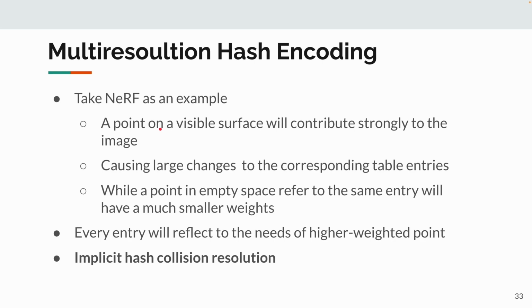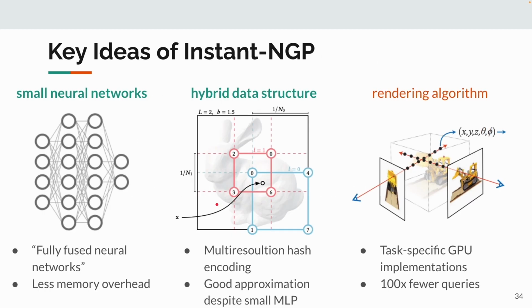And also, let's take NeRF as an example. We know that a point on a visible surface will contribute strongly to the images, thus causing large changes to the corresponding table entries. On the contrary, a point in empty space that hashed to the same entry will have much smaller weights. So in conclusion, the gradient descent optimization will naturally make every entry reflect the needs of higher weighted points. And this is actually how Instant-NGP handles hash collision implicitly, without any tracing pointer and the like used by other methods. So let's talk about the final key idea of Instant-NGP.